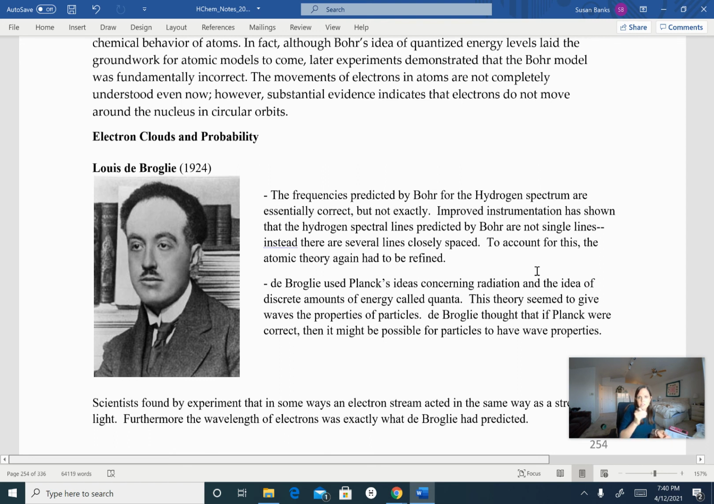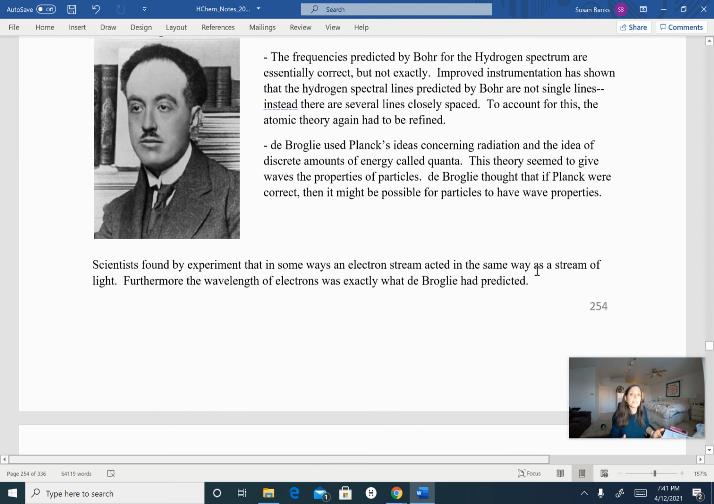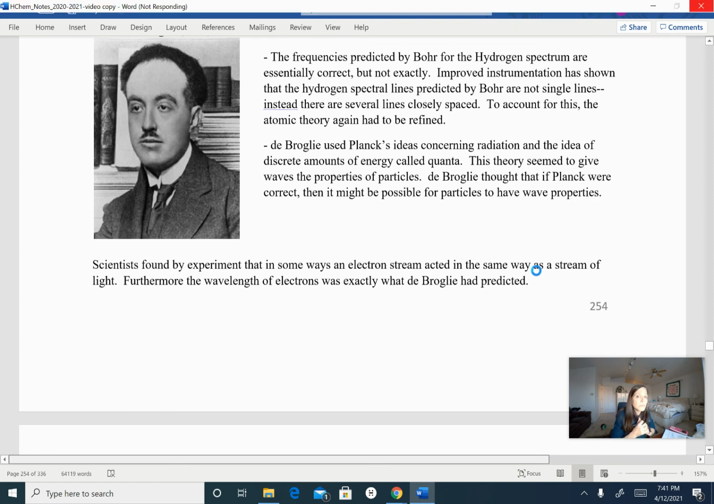This theory seemed to give waves the properties of particles. We have thought about the electron as a particle up until now. De Broglie flipped this. What if Planck was correct and the electron was actually a wave instead of a particle? Okay. Scientists found by experiment that in some ways the electron stream acted the same way as a stream of light, like a wave. Furthermore, the wavelength of electrons was exactly what de Broglie predicted.